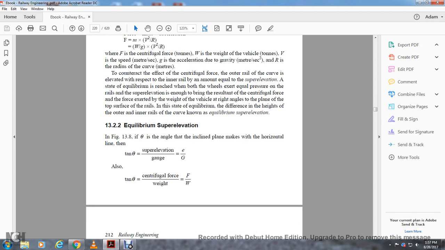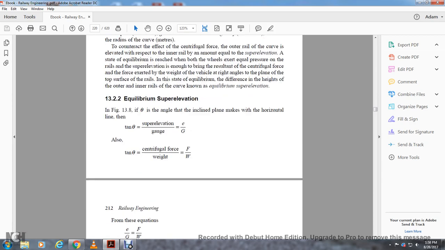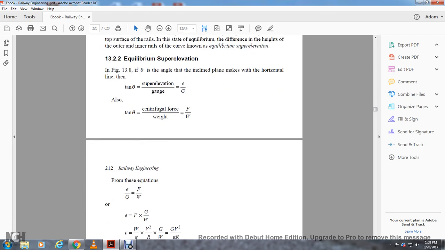Figure 13.1 shows equilibrium superelevation. Let theta be the angle of incline that the plane makes with the horizontal line. Then the tangent of the angle is equal to superelevation over gauge, or E over G. Also, the tangent of the angle of centrifugal force is equal to the centrifugal force over the weight. From these equations, E over G is equal to the force over the weight.